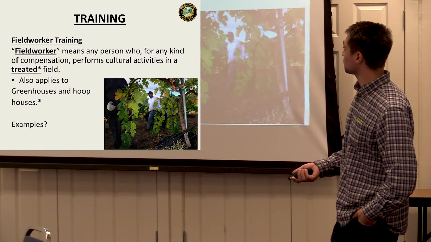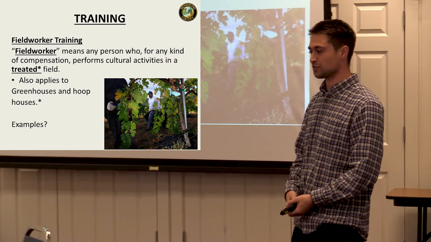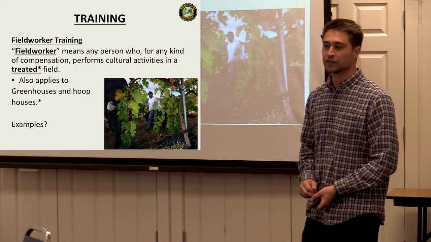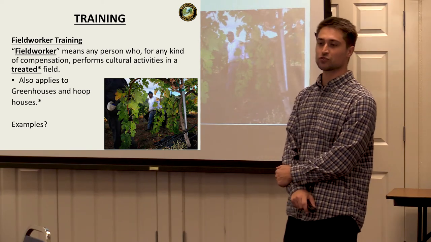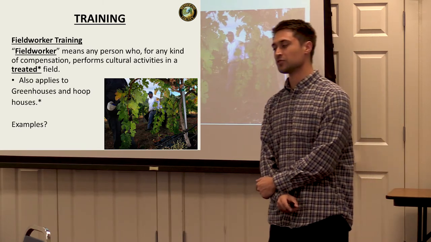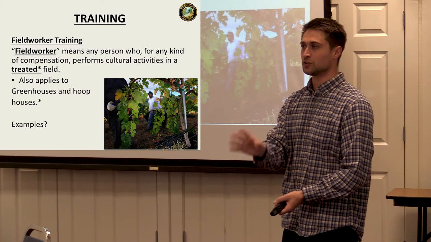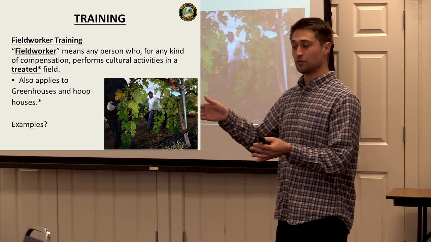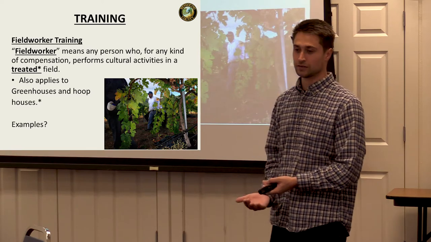Okay, so then we're going to talk about training now. There's two main types of training that you can give your employees. The first one is what's called field worker training. A field worker means any person who, for any kind of compensation, performs cultural activities in a treated field. Now, underline, asterisk, treated field. If you apply pesticides to your crop, you're done, you apply it. For 30 days after that point, that field's considered treated. If you have people working in that field, they have to be trained with field worker training, okay?